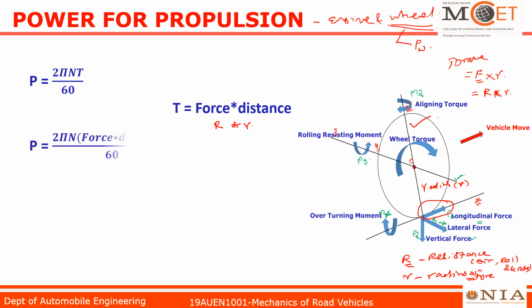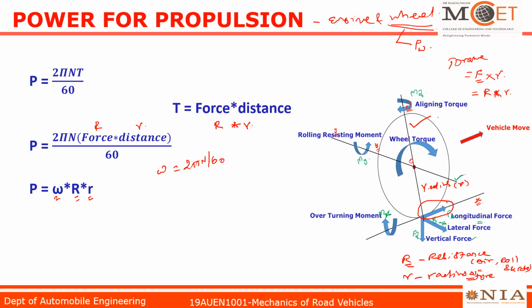The power can be written as P equal to 2 pi N into force into distance divided by 60. P is equal to, instead of force we take R, and distance we take small r. 2 pi N by 60, we know that omega equals 2 pi N by 60. I take it as omega into capital R into small r, which is equal to power required to propel the vehicle.